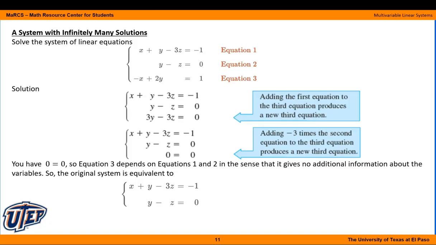Equation 3 depends on equations 1 and 2, and as a result, we effectively have fewer independent equations than variables. This means the system has infinitely many solutions. Let's determine what those solutions look like.